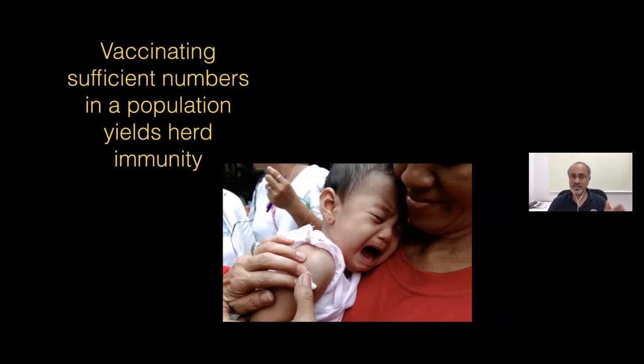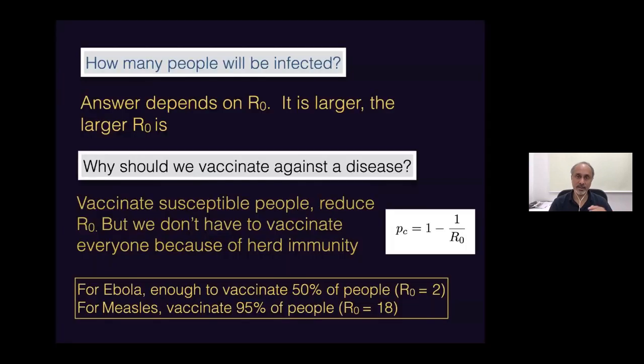So vaccinating sufficient numbers in a population provides you herd immunity. That's the important point to make. How many people will be infected? The answer depends upon R0, and we saw that when we plotted the curves for that. I didn't show you how that was obtained, but the larger the R0, the more the number of people who are infected. And of course, now you know the answer of why we should vaccinate against a disease.